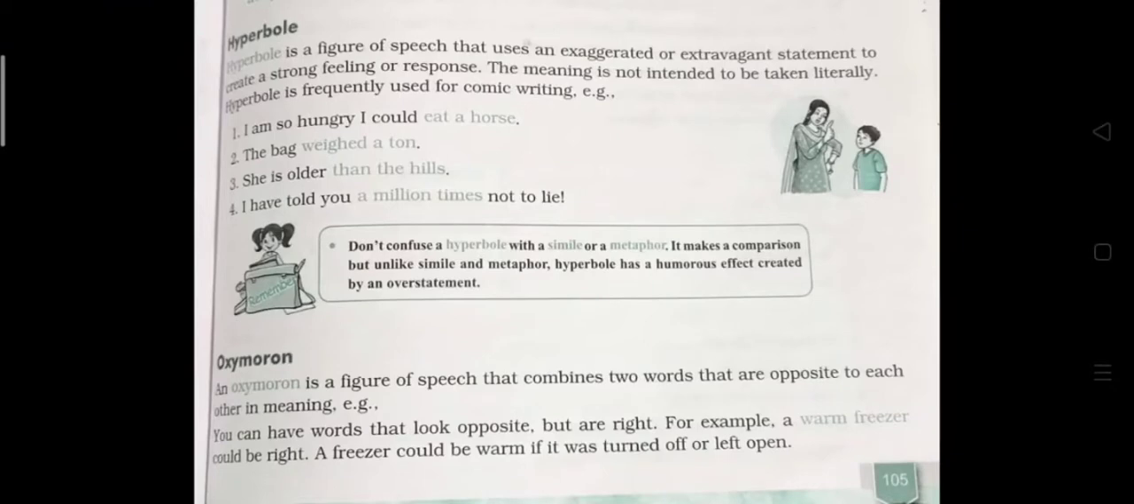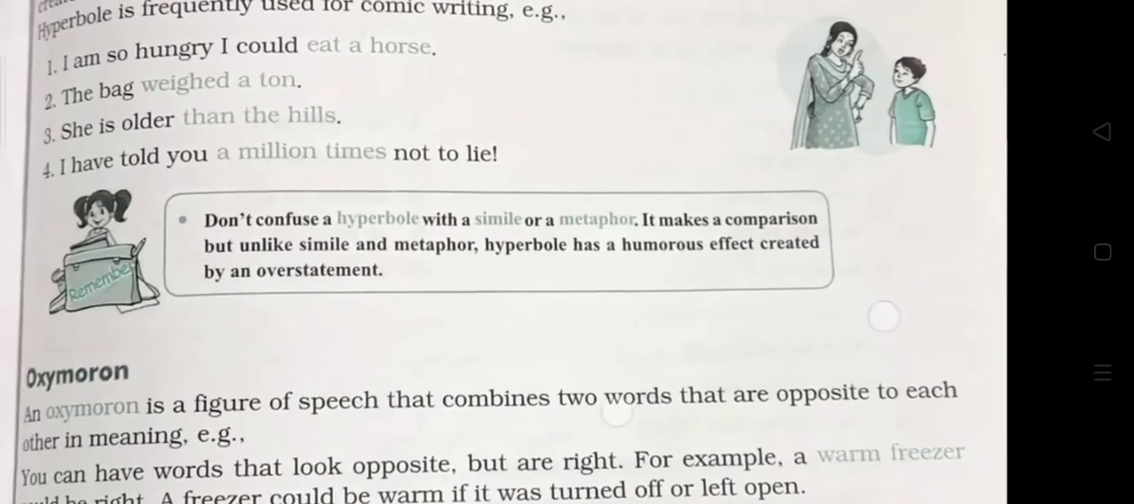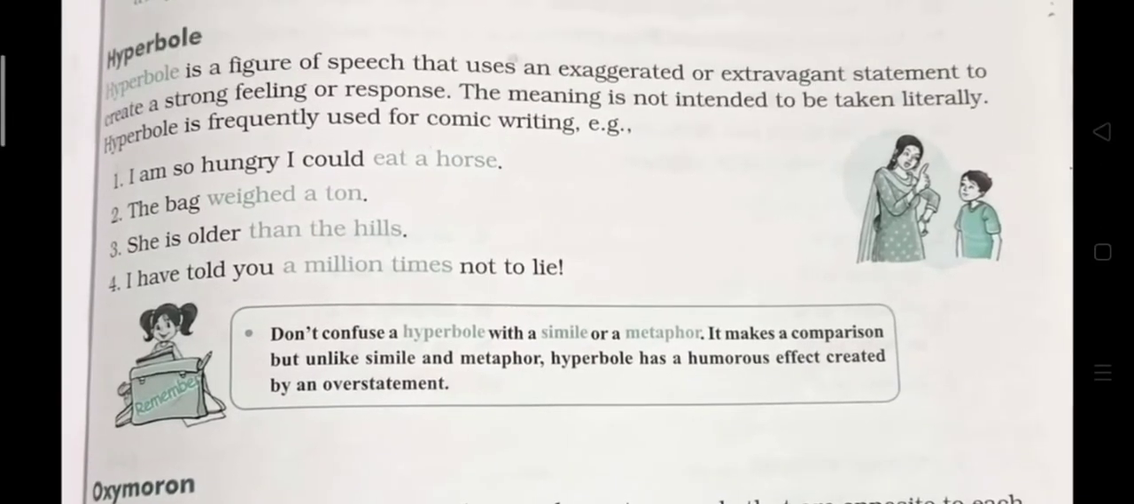Hyperbole. What is hyperbole? Hyperbole is a figure of speech that uses an exaggerated or extravagant statement, okay, to create a great feeling or response. When we are exaggerating our thoughts, when we are saying things which are not possible, we are comparing something, we are saying that this is like that, but that can't be accepted, that is not at all realistic. See the example.